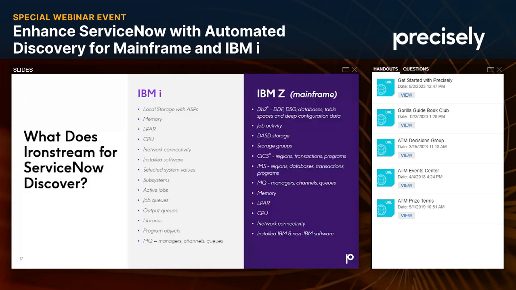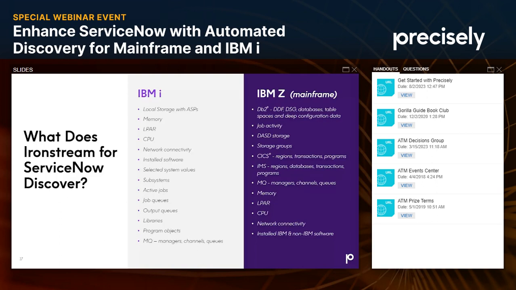So what does Ironstream actually discover? Well, here we have very high-level lists of the major areas covered by Ironstream. There's actually more detail behind each of these items, too much certainly to cover in a single slide. And beyond this, what you can see here, we have plans to put in place much wider and deeper discovery for both mainframe and IBM I. So there is more to come for both of these areas.